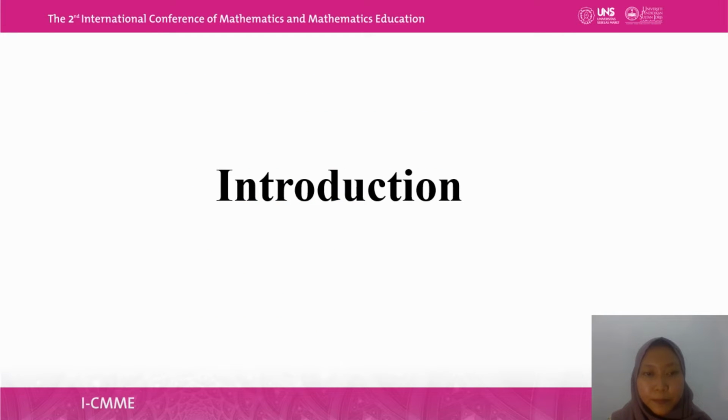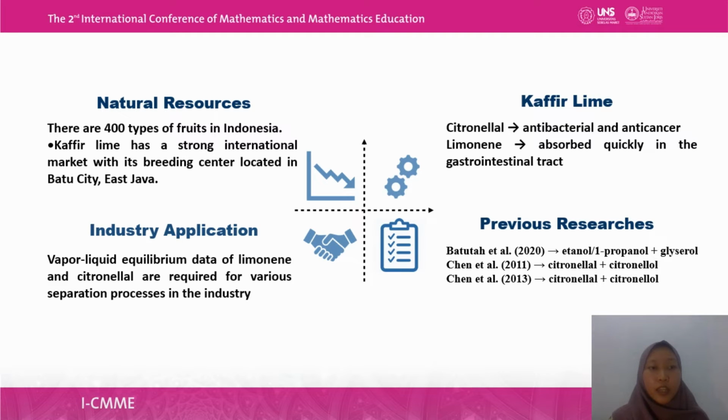Introduction. Indonesia has some natural resources. There are 400 types of fruits in Indonesia. For example, Kaffir lime. Kaffir lime has a strong international market with its breeding center located in Batu City, East Java.